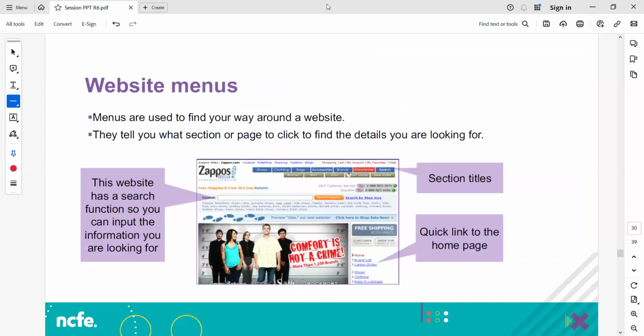Website menus help you to find your way around the website, telling you which section or page to click to find the details that you need. So I'm sure we're all familiar with these features. As you can see at the top, section titles. You might get sidebars with links to different pages. And often as well, there's a search function. So if you can't immediately see what you want in the section titles, then you can search for it.